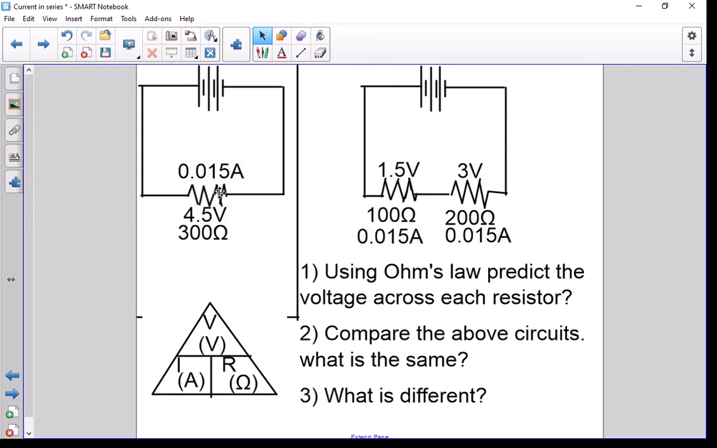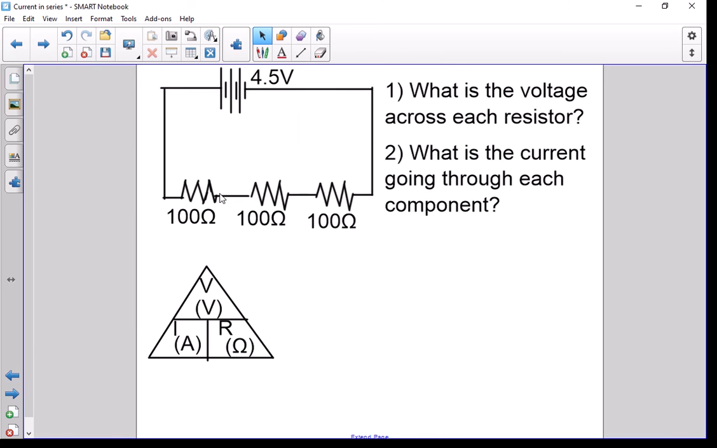Let's change our scenario slightly. So this time we've got the same potential difference across all three. So how is that going to split if I've got 100 ohms times 3, one after the other in series? And what would be the current going through each of our resistors? So pause, have a go, unpause when you're ready.